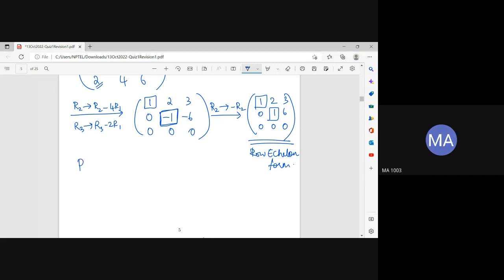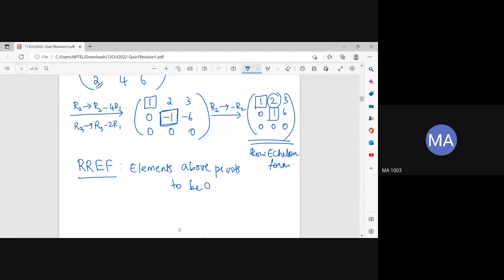Is this in RREF, reduced row echelon form? No, ma'am, it's not. Why not? Because column two contains a pivot and has non-zero entries above it. It should be 0. Yes, here we want the elements above the pivots also to be 0, not just below.